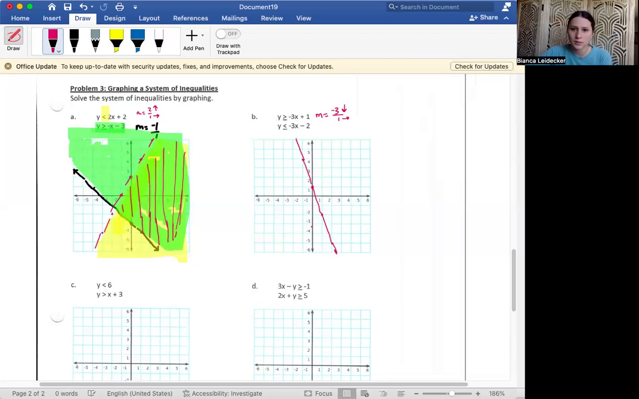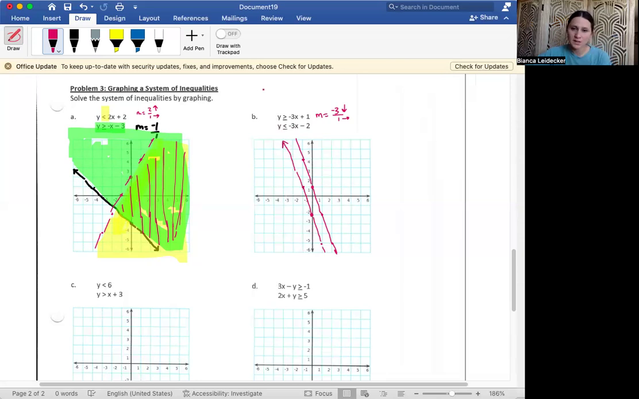Next one, I have -3x - 2. So -2 right here. And it's also going down 3/1. And what do you see? Looks like you've got some parallel lines, so they actually do not intersect.